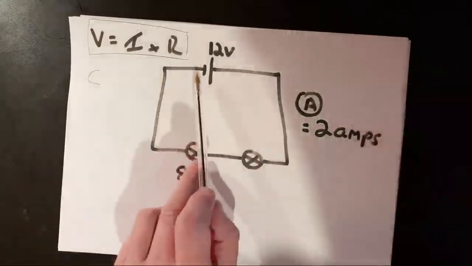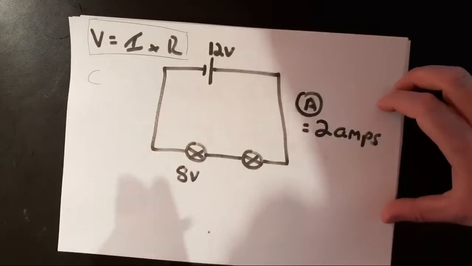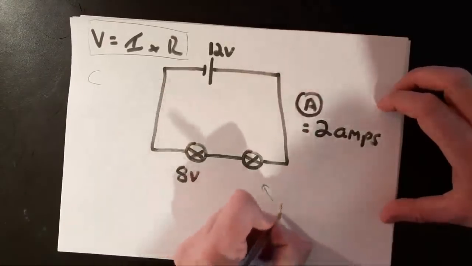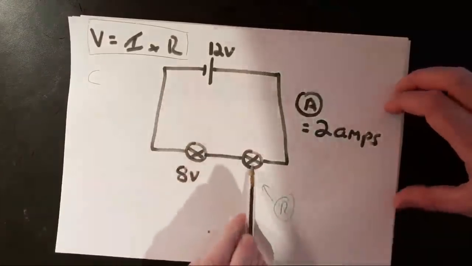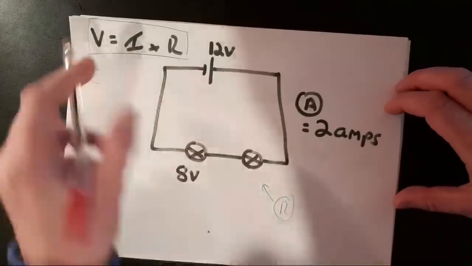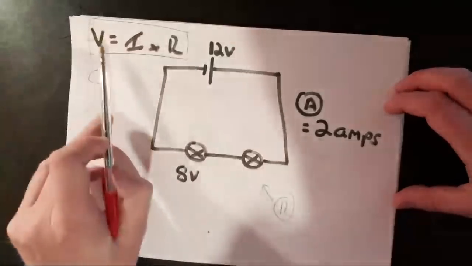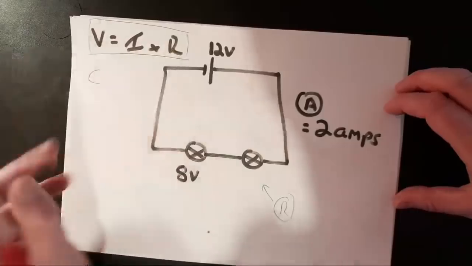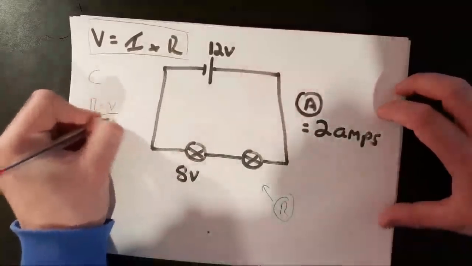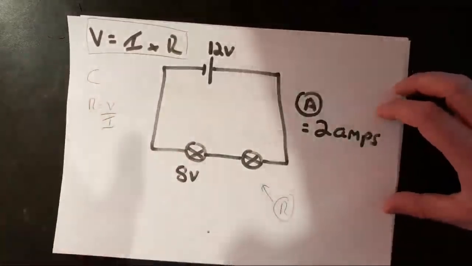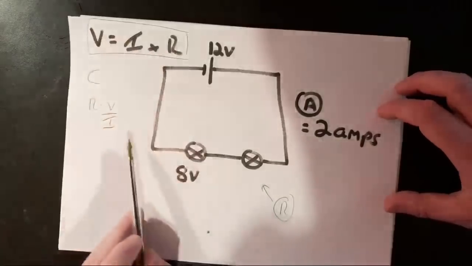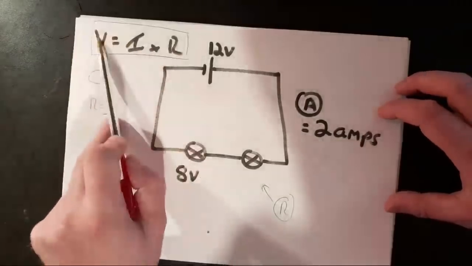So what kind of question might you get? You might be asked to calculate, for example, the resistance of this bulb right here. So how do I use this equation? Well, first of all, I need to rearrange it to find resistance. So R would be V over I. For anyone who's struggling on how to rearrange an equation, let me just give you this tip.